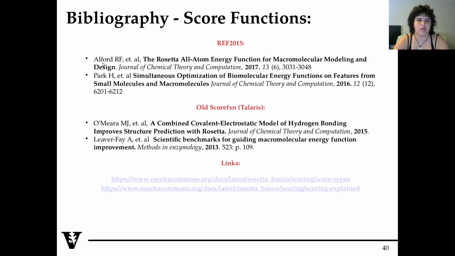You can find more information in the paper for reference 15 or for older scoring functions. And I'm sorry, the link here is not really clear, but you can go to RosettaCommons and see the score types and the explanation of the scoring function.